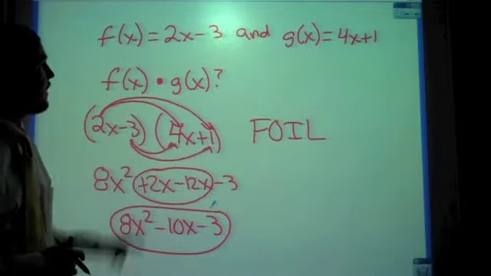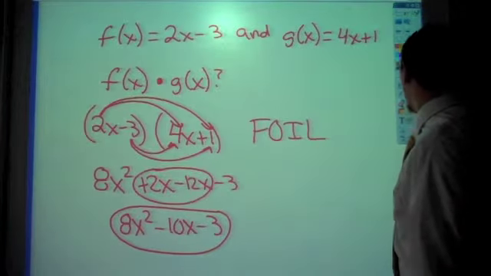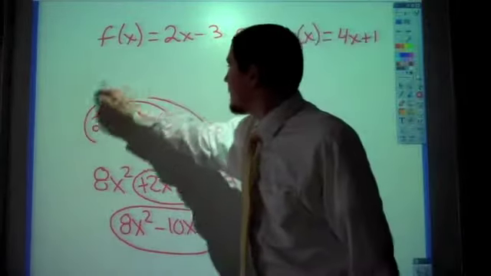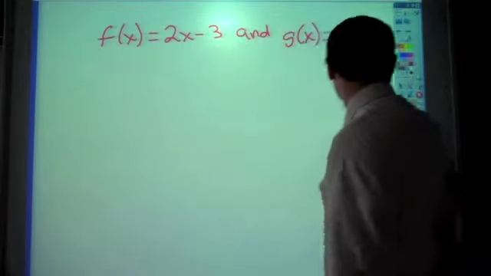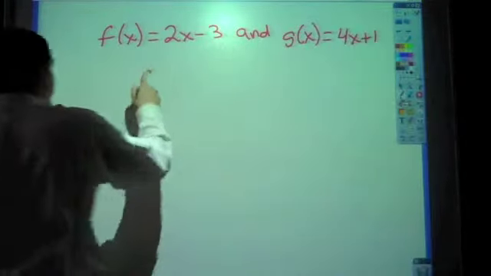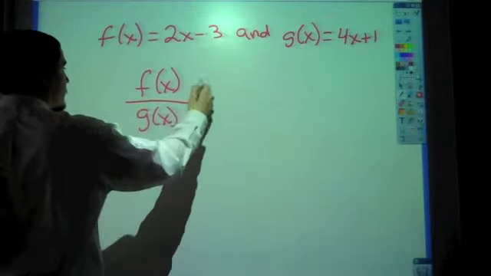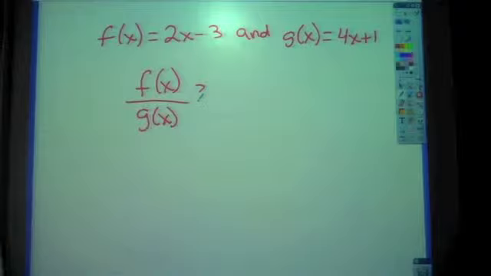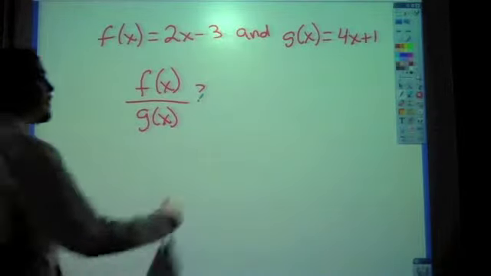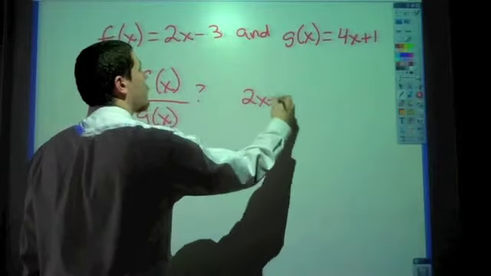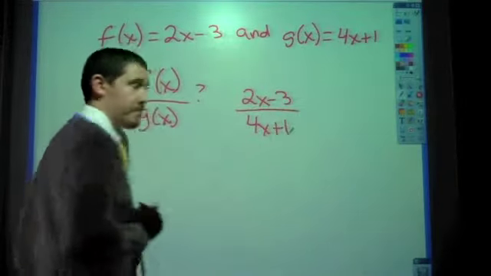Now let's do division. Let's use the same problem, except this time, let's find out what f of x divided by g of x is. So let's use division with these same 2 functions. F of x divided by g of x. What does that equal? So we said we take f of x, make it the numerator, g of x, make it the denominator. So we're going to have 2x minus 3 divided by 4x plus 1.